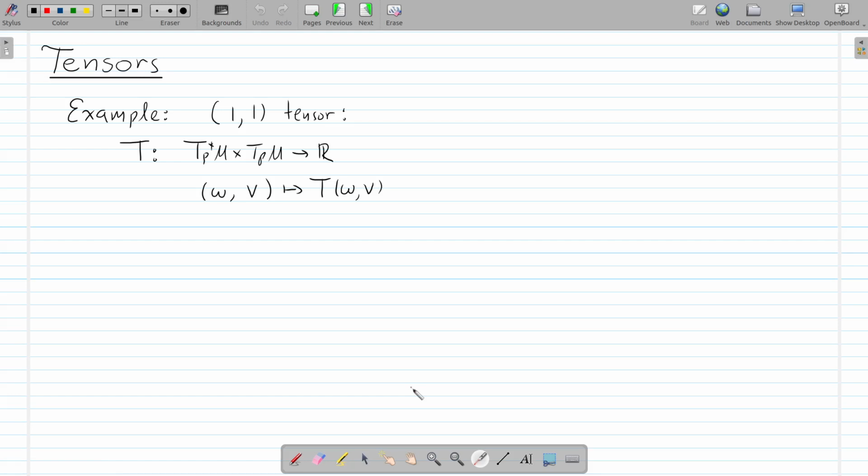Let's see all this with some specific examples. Let's consider the simple case of a (1, 1) tensor. According to what we have said, a (1, 1) tensor is a linear map from the product of cotangent and tangent space into the real numbers, such that it takes pairs consisting of a one-form and a vector and gives us real numbers, which we will denote by T(omega, v). So we see T as a map has two slots, one slot for a one-form and one slot for a vector.